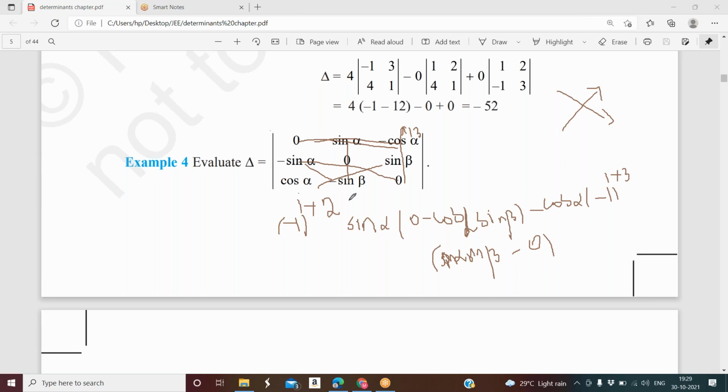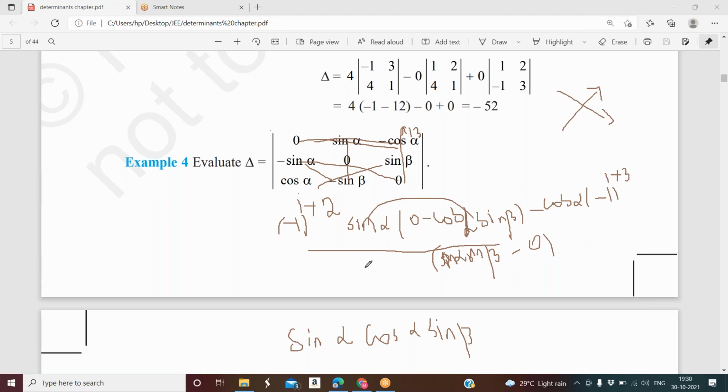So simplify. What is minus 1 power 1 plus 2? Minus 1 cube is minus. So minus, and here I am having minus cos alpha sin beta. When you multiply, minus and minus becomes plus. So what I'm getting is sin alpha cos alpha sin beta. I have simplified the first term, right?